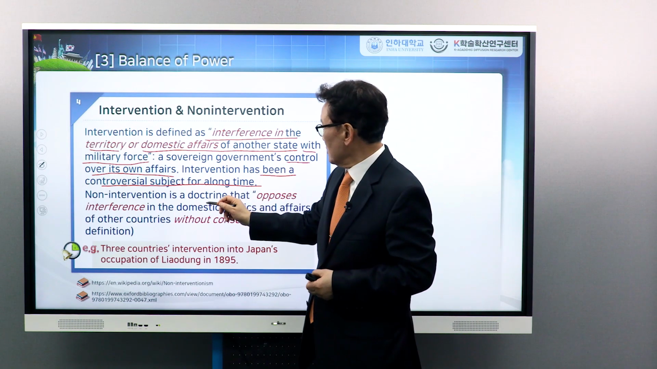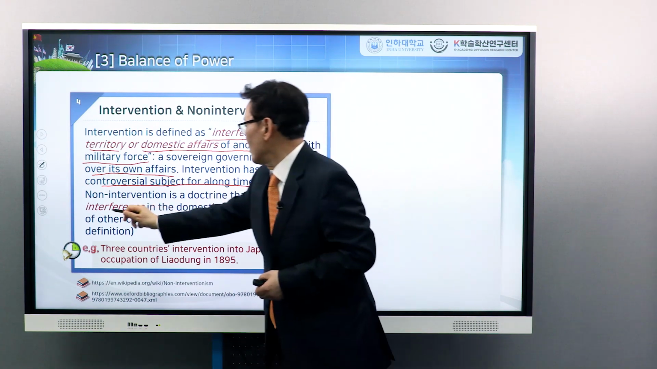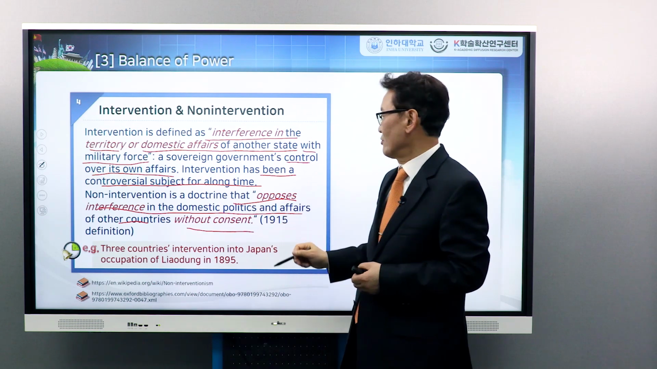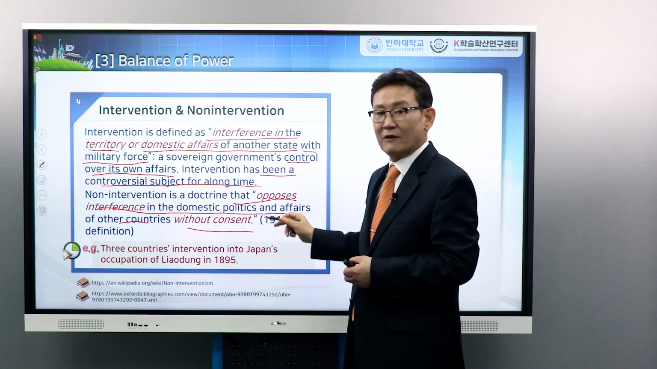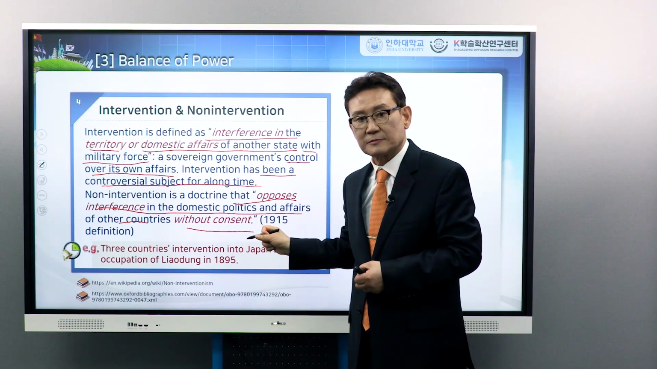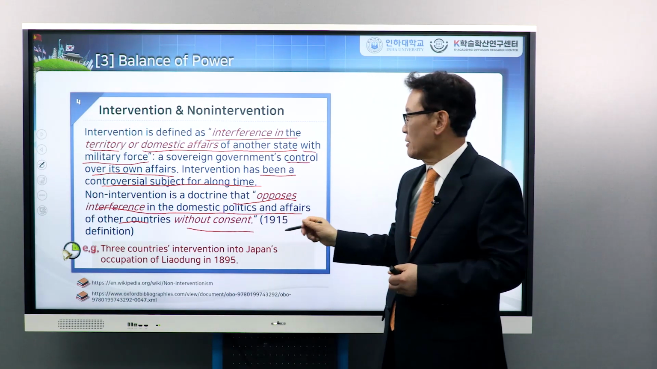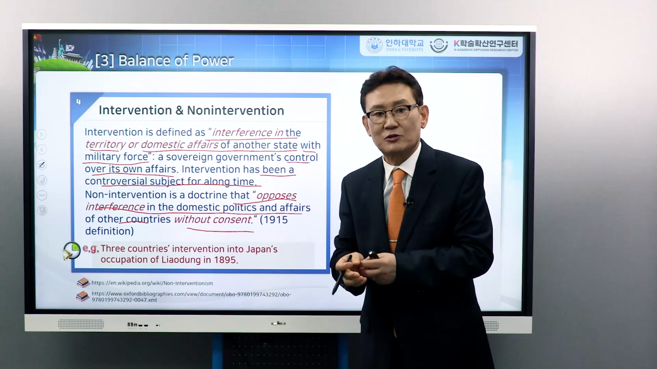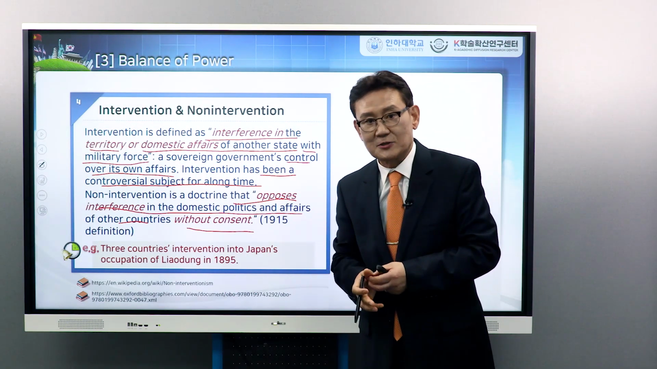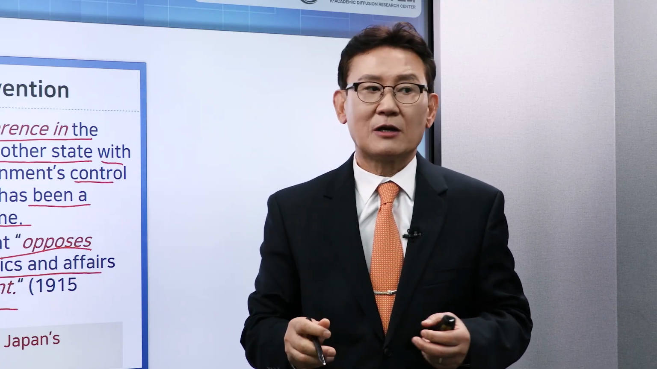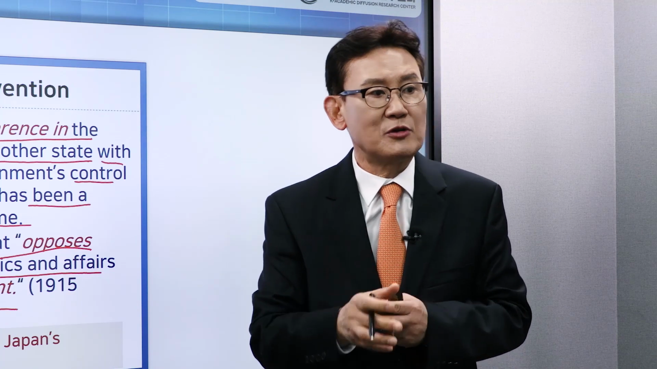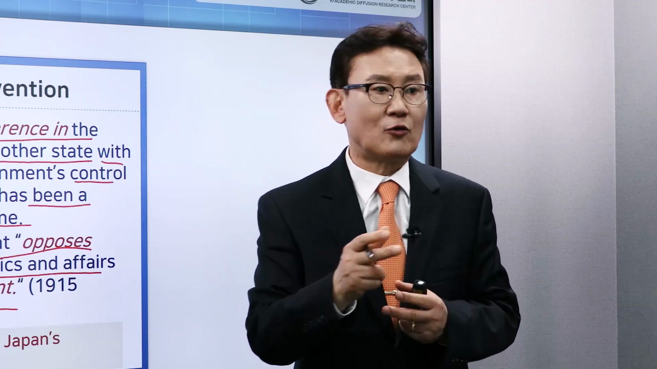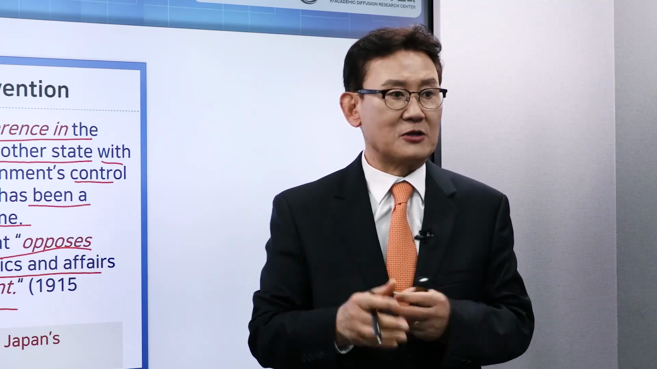And non-intervention, in contrast, is a doctrine that opposes interference in the domestic politics and affairs of other countries without consent. It is a 1915 definition by President Roosevelt. But sometimes in world affairs, we see many times the great powers' intervention or non-intervention in regional conflicts. So it is hard to decide which strategy should be used, intervention or non-intervention, in order to solve the problem or establish a balance of power.